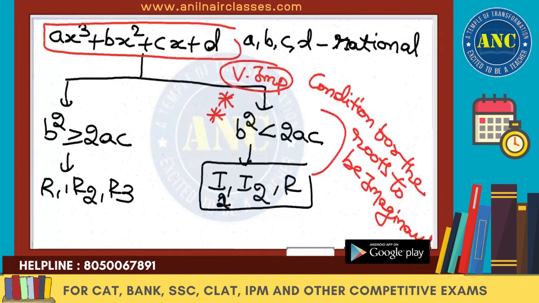The condition for the roots to be imaginary in a cubic equation is b square less than 2ac. Please make a note of it. Very, very important point. Based upon this, there is a question. Write down the question number: question number 4. I hope this concept is clear.